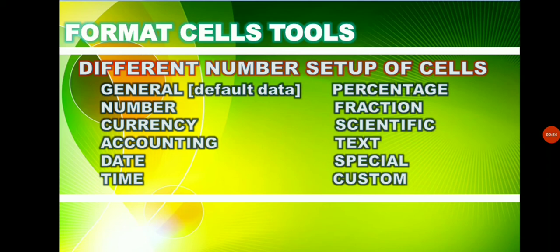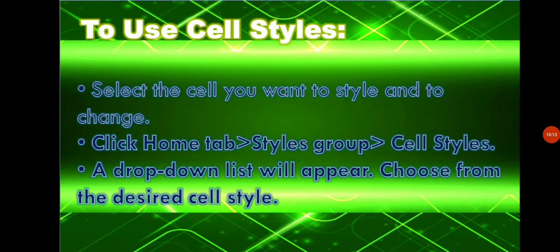These cell styles are a combination of fill and font color designed to highlight and emphasize cell contents in your workbook. To use cell styles, select the cell you want to style. Click Home tab, Styles group, Cell Styles. A drop-down list will appear. Choose from the items. A preview will appear as you move your mouse over the items. Click the desired cell style.